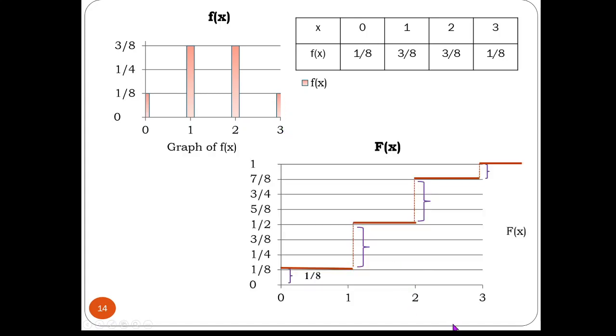And the graph for the distribution function is given like this. For the interval 0 to 1, the distribution function has a value 1 by 8. For the interval 1 to 2, the distribution function has the value 4 by 8, that is 1 by 2. For the interval 2 to 3, the distribution function has a value 7 by 8. And for 3 to infinity, the distribution function has a value 1. These steps of 1 by 8, 3 by 8, 3 by 8 and 1 by 8 represent the probability function.